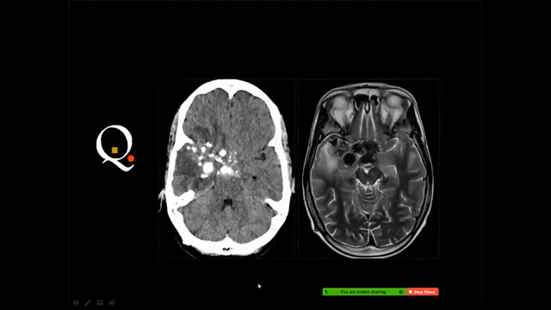The next case is a CT and MRI. AVM? Sorry? AVM? No? Multiple cavernous malformations? No? Calcification. Oligodendroglioma? No. And here you can see a calcified vein. Calcified.